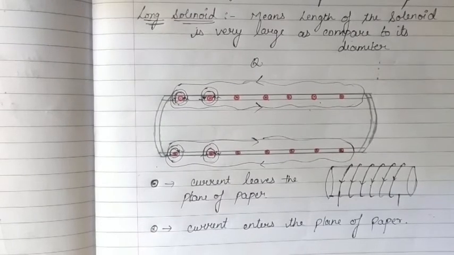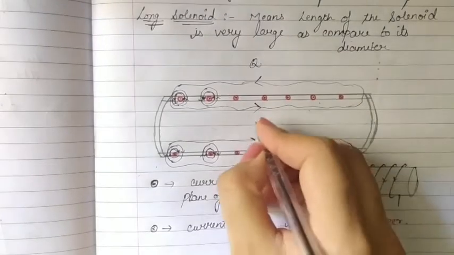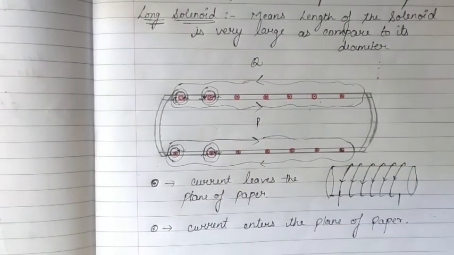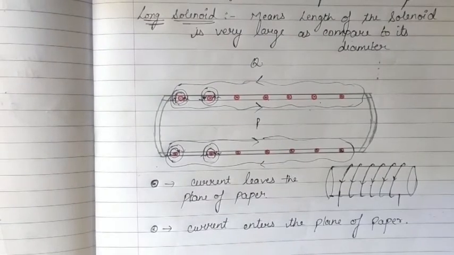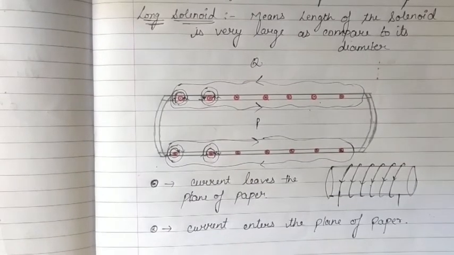While when we talk about the interior midpoint capital P, like here, in the interior section, the magnetic field is uniform and is strong as compared to the field at the exterior points.